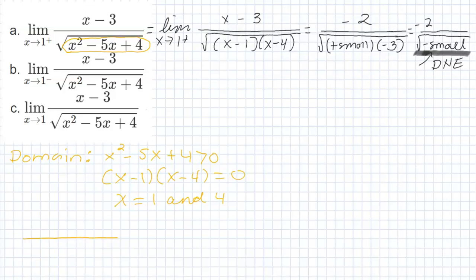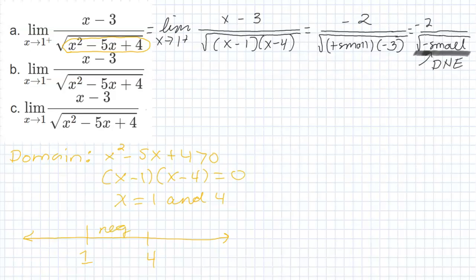So when is it that our function, x squared minus 5x plus 4, is greater than 0? Well, let's go and pick some numbers to test. In between 1 and 4, let's say 2. 2 minus 1 is positive. 2 minus 4 is negative. A positive times a negative is a negative.